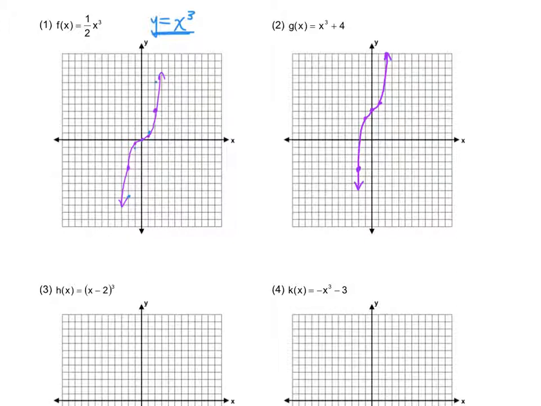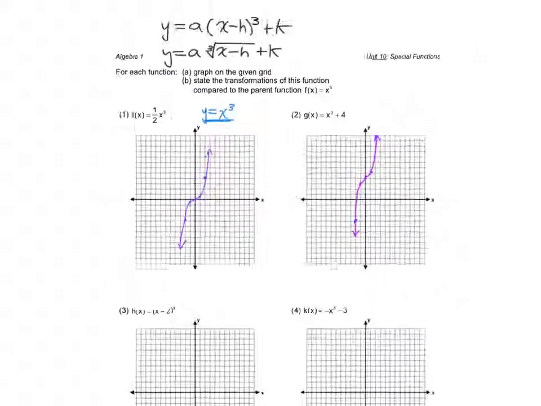So the next one is a what? What's going on with this one? A stretch and a shift of 2 to the right. And number 4, what's going on with number 4? It's a reflection over the x-axis and a shift down 3. Exactly. All right. And so if you know your parent function points, you're good to go.